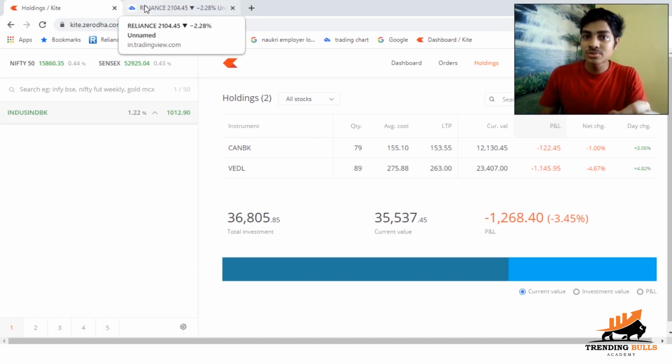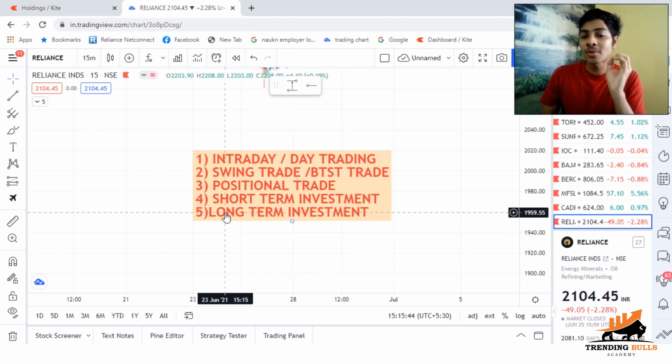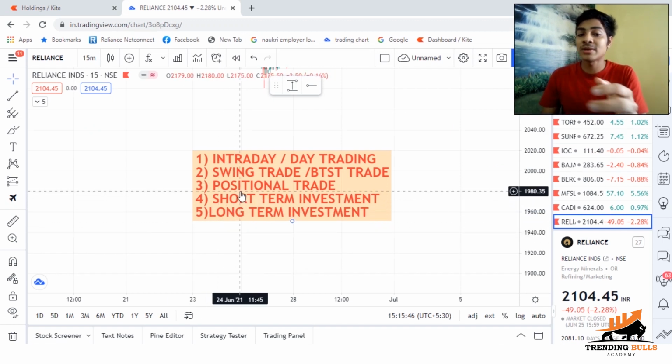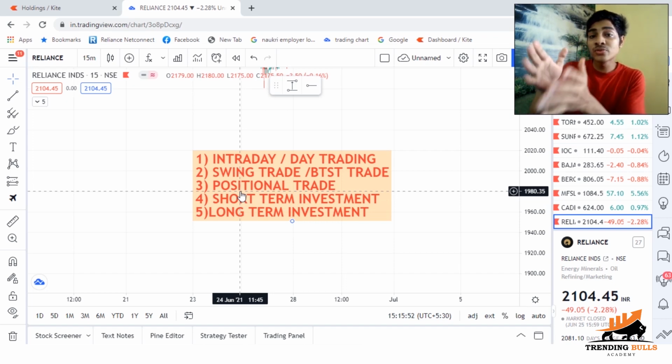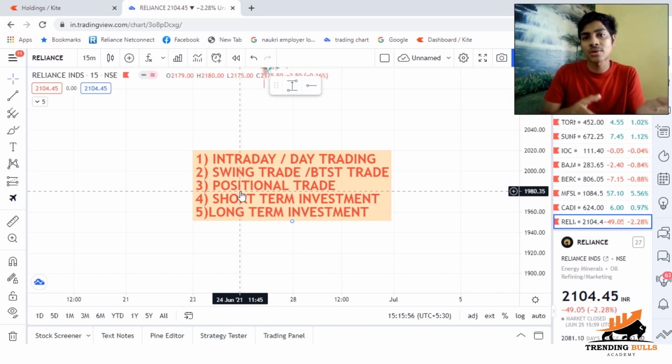Okay, so now you understood how you can buy the shares, but what does a long-term investment particularly mean? What is the time duration of a long-term investment? Usually a long-term investment is considered about 2 years, like from 2 years to 10, 15, 20 years that you hold a stock. So that is the fifth one, the long-term investment.